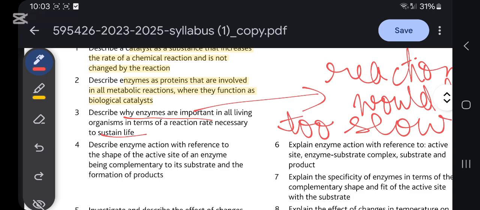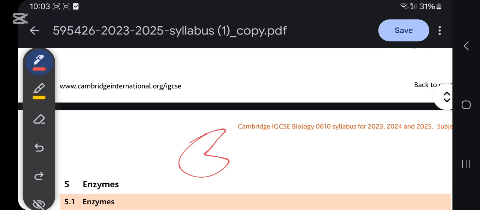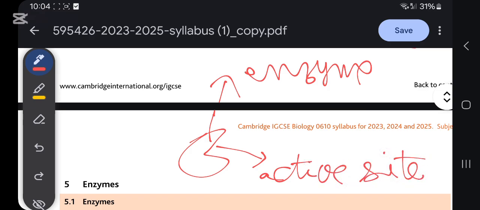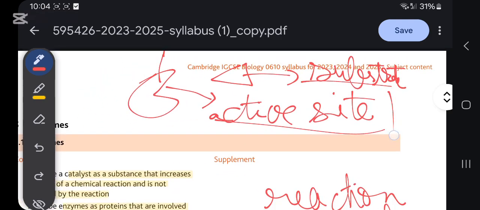Now, enzyme action with reference to the shape of the active site of an enzyme being complementary to its substrate. Just imagine this is an enzyme, and this is the active site of the enzyme. It is in the active site that the substrate molecule will fit. The substrate looks like this. Remember that the substrate and active site are complementary. Complementary means they have the same shape.